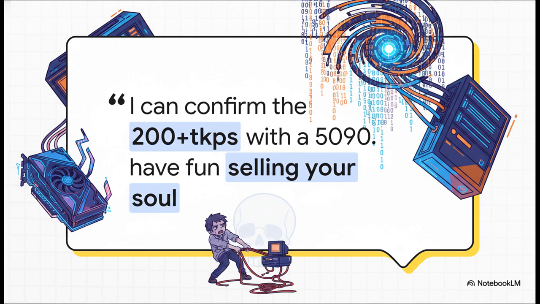You've got users confirming just insane performance on new hardware. Like, someone with a 5090 is getting over 200 tokens per second. I mean, think about that. That's a massive jump from our user's 29. And it's this constant reminder that the hunger for more power just never stops.